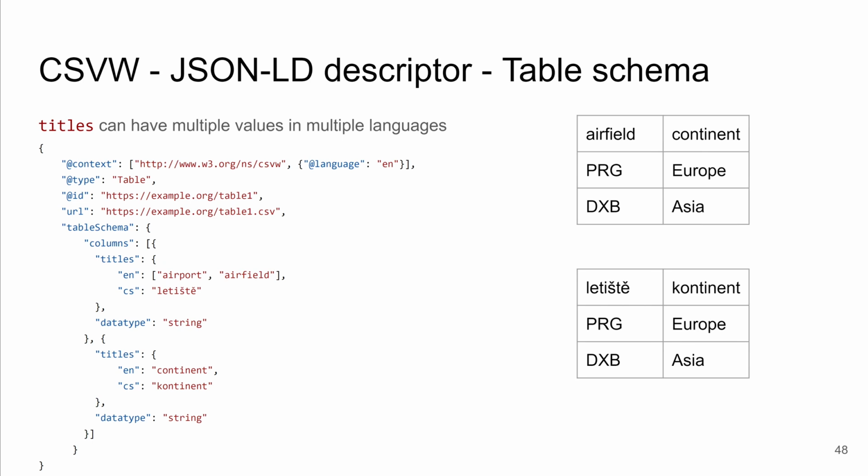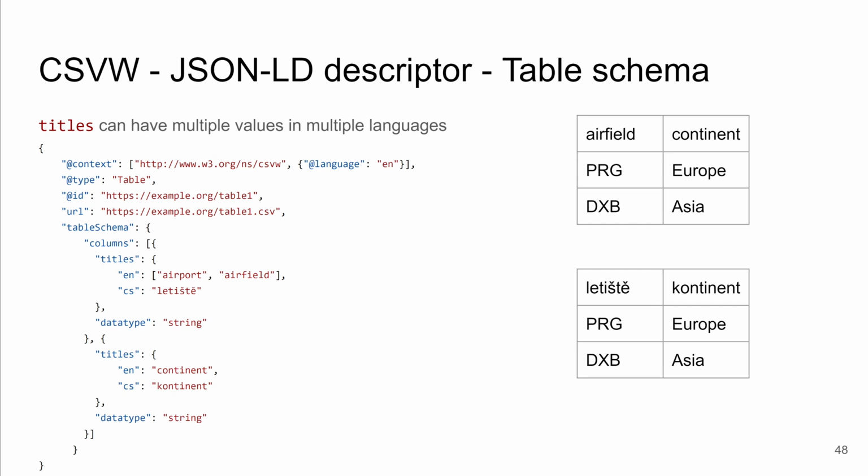Actually, and this is quite different from other schema languages, here for each column we may have multiple titles which can be used in the CSV file to denote this particular column. The titles key is actually a JSON-LD language map in this case, and it says that in English this column in the CSV file may be named airport or airfield, and in Czech it is letiště. This means that this particular schema can actually be used both with CSV files with English headers and with CSV files with Czech headers. And the schema stays the same.